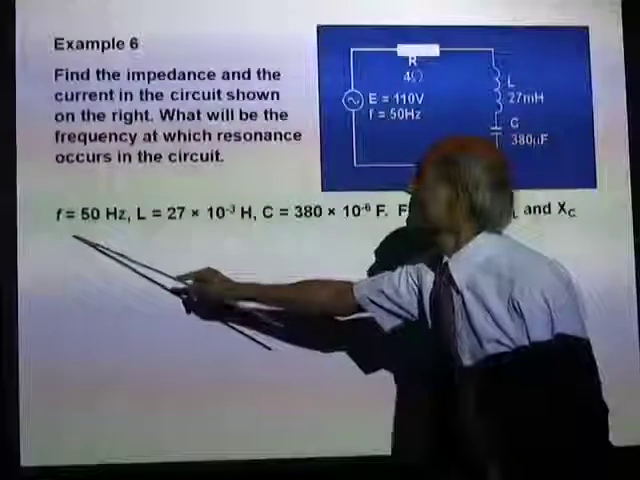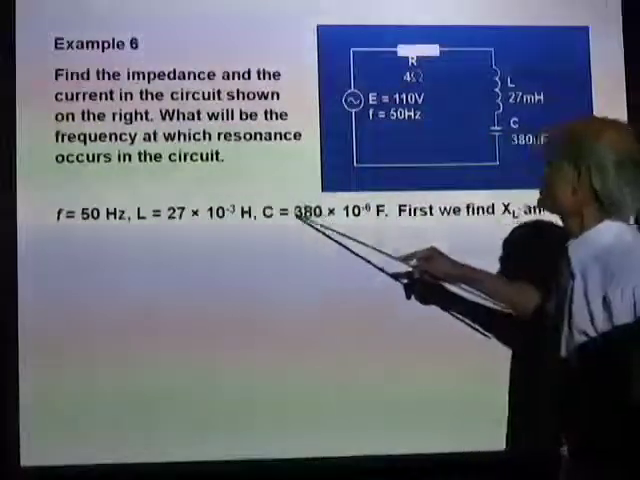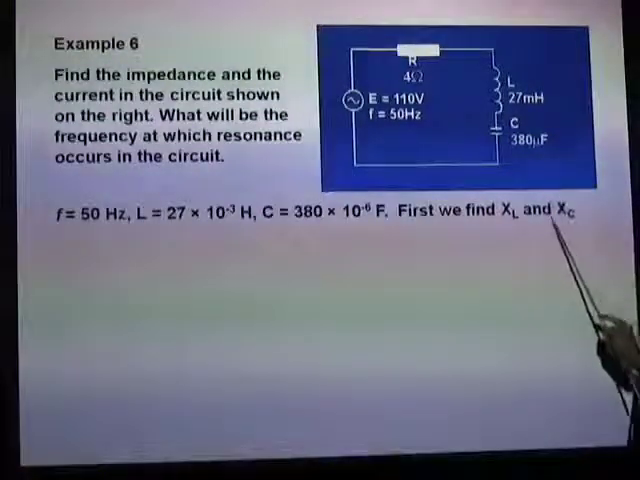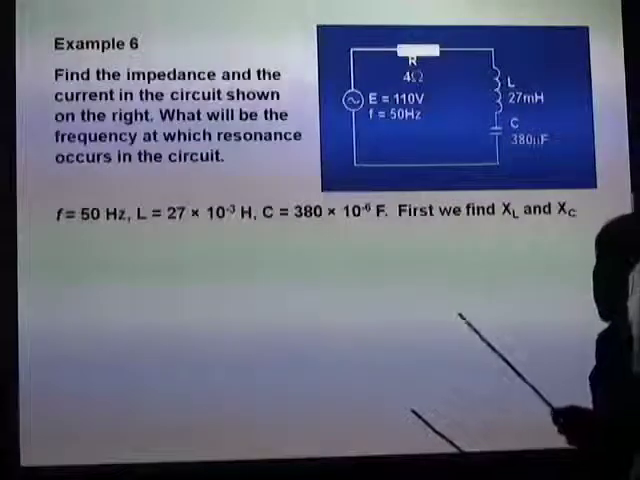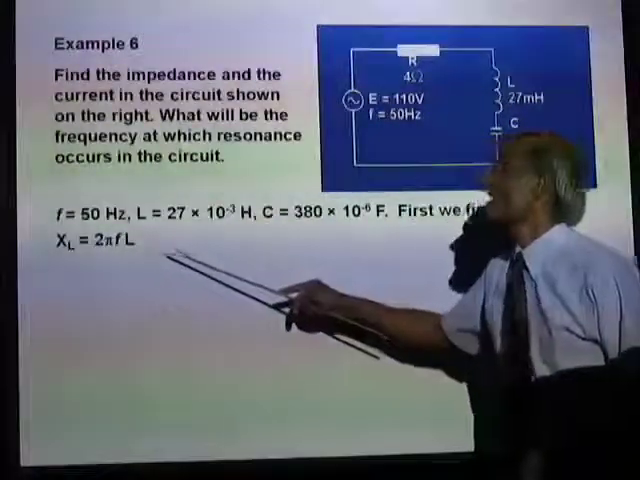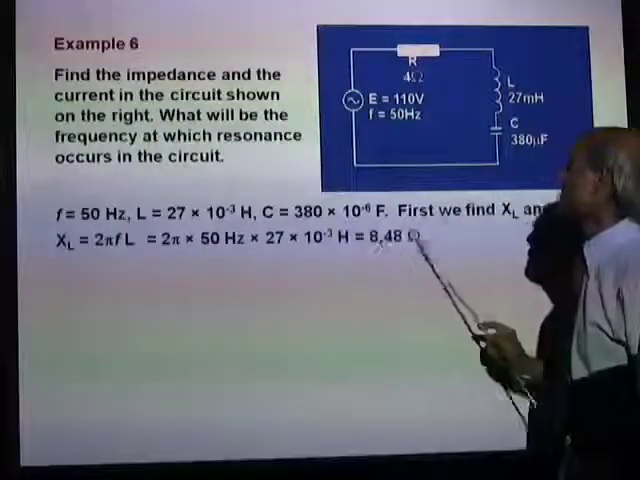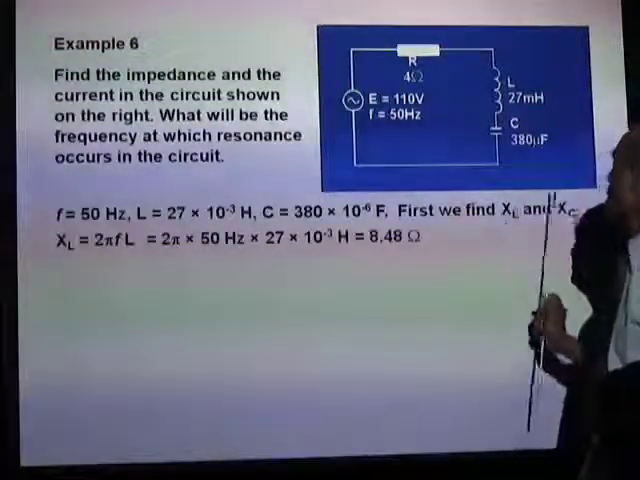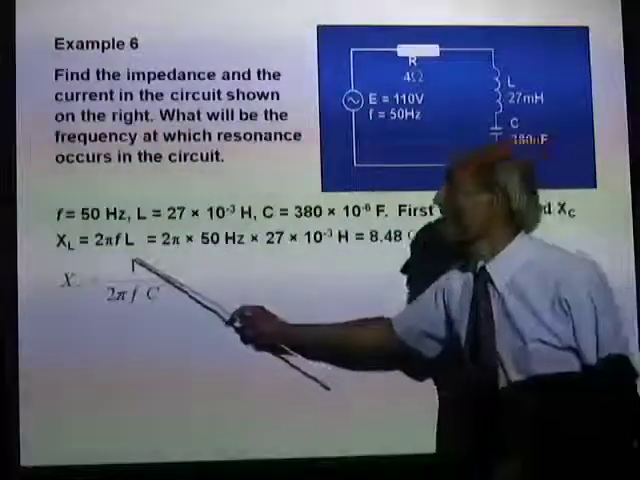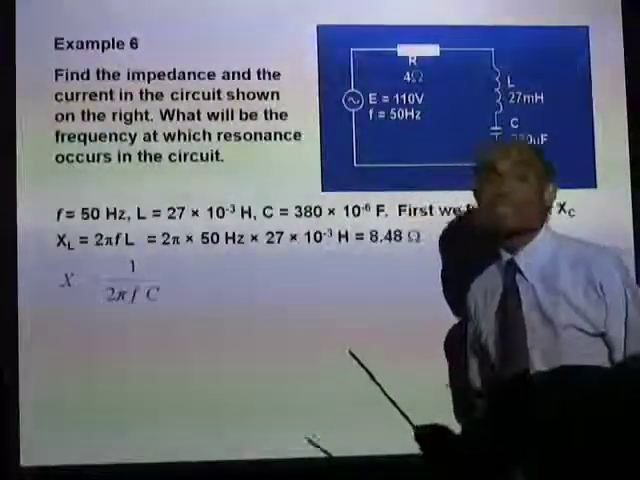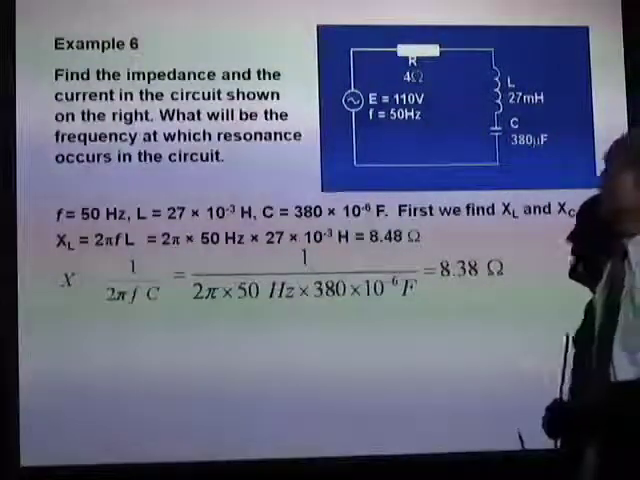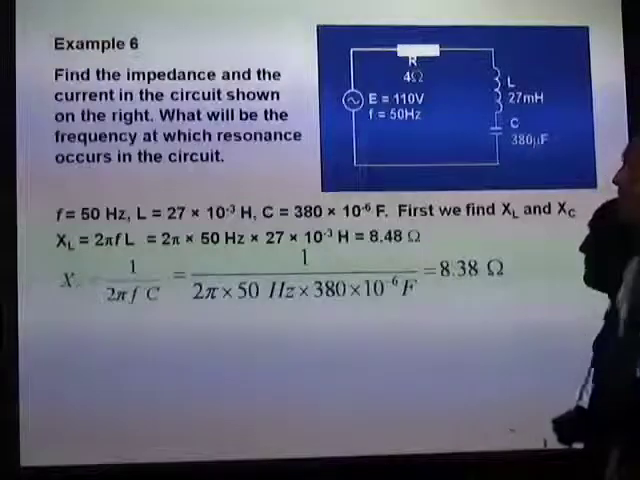Well, we got the frequency, inductance, capacitance. First we find XL and XC. Simply use the formula. XL is 2 pi FL, and that will be 8.48 ohm. And how about XC? XC is 1 over 2 pi FC. Use all the given values. That will give you 8.38 ohm.